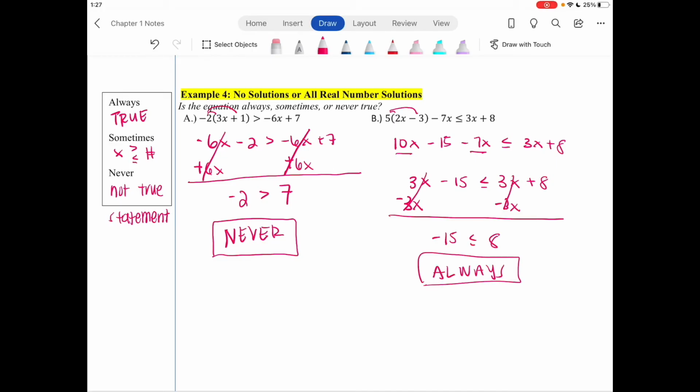Since our x terms cancel out and we're left with negative 15 is less than or equal to 8, and it's a true statement, this is an always inequality. We could plug in any number we want for x, and this statement will always work out.